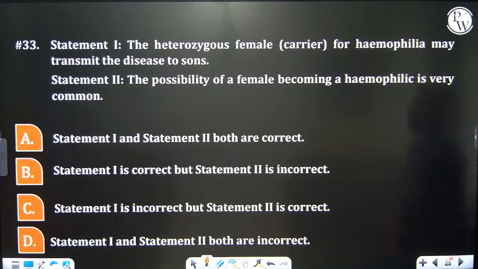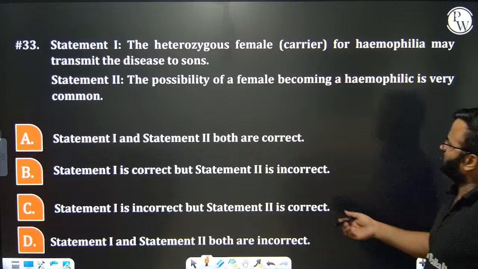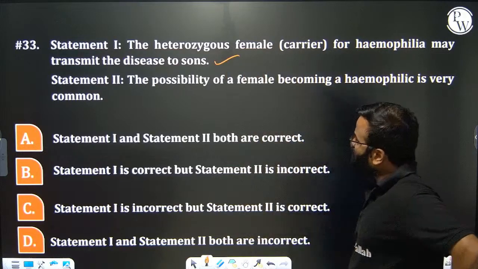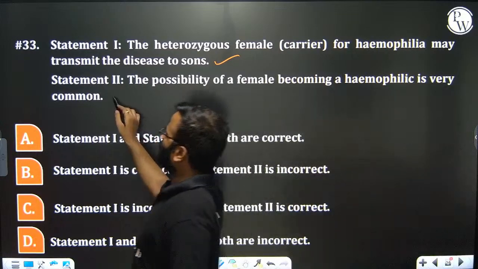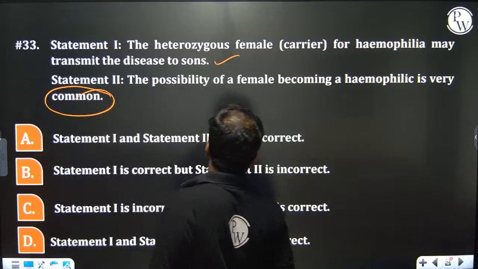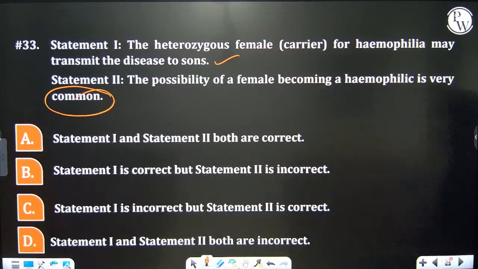The heterozygous female carrier for hemophilia may transmit the disease to sons, which is true. The possibility of a female becoming hemophilic is very common. No, very rare. So I would say B as the answer.